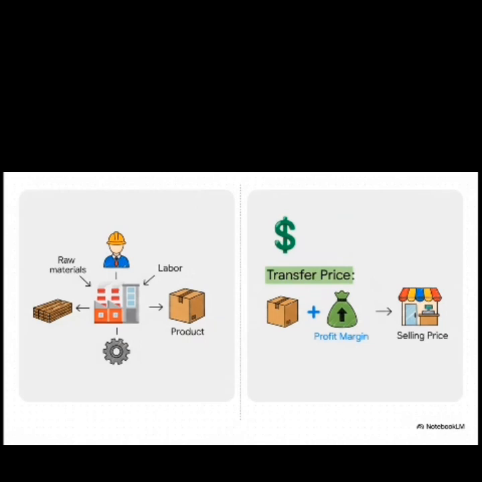On one hand, you have the production cost, or COGM, which is the actual cost to make the stuff. But on the other hand, you have the transfer price. Think of this as a kind of market price that includes a built-in profit margin for the factory. It's basically what the factory sells the goods for to its own company's sales department.